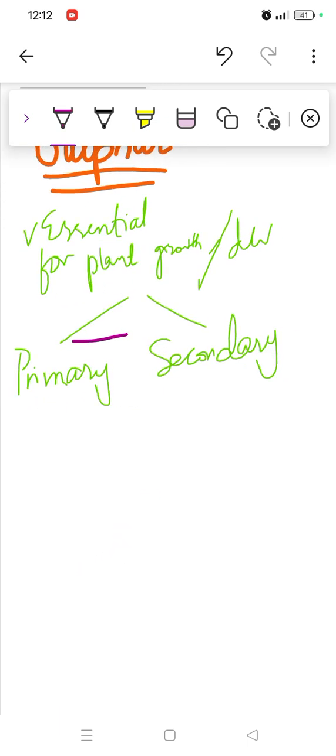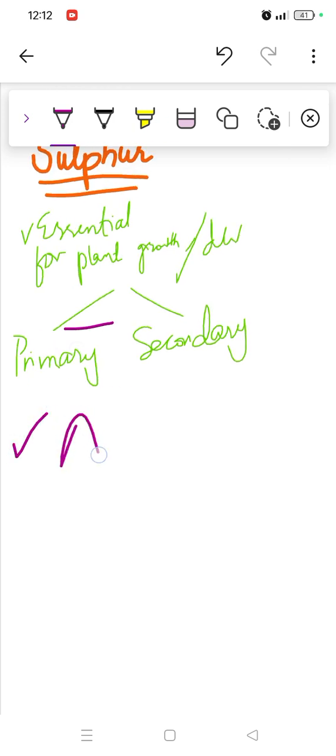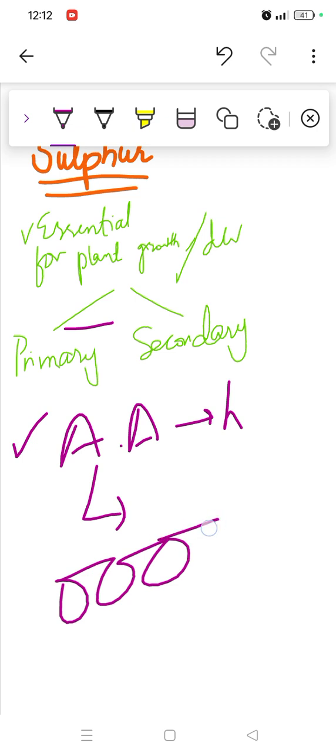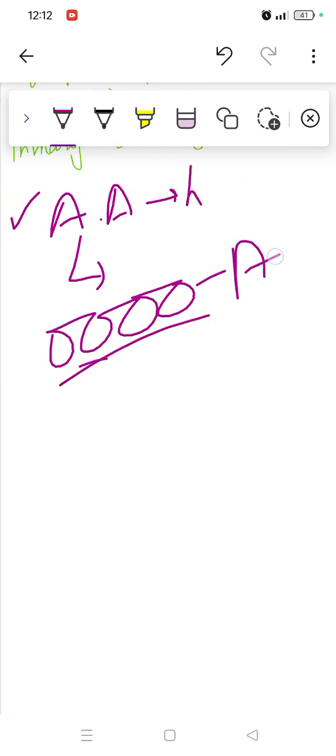Then you will see more points like these are also used in the formation of amino acids. Amino acids are simply the basic unit from which protein is formed. If this is the smallest particle, these are called amino acids. Basically these are amino acids.